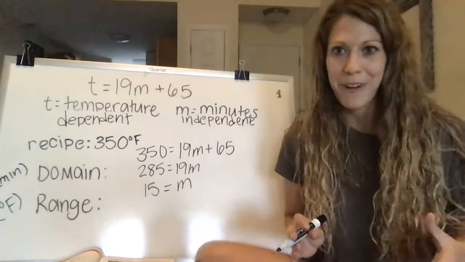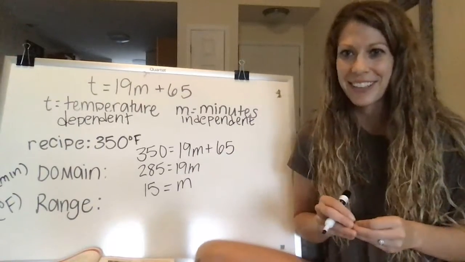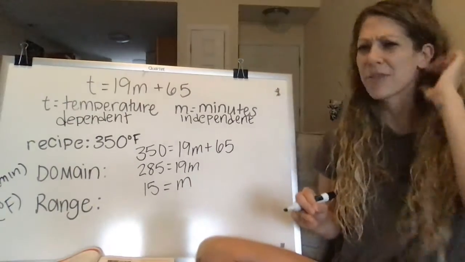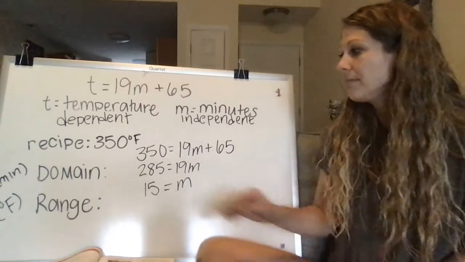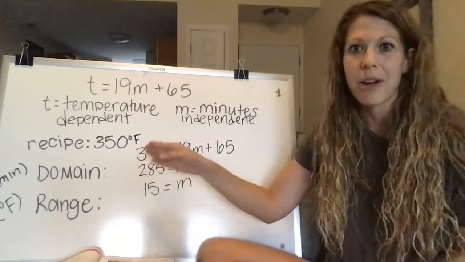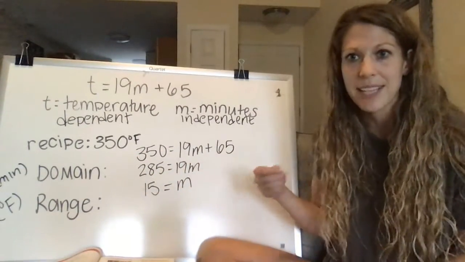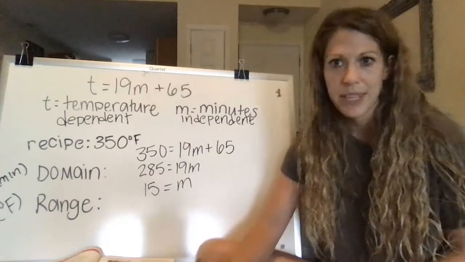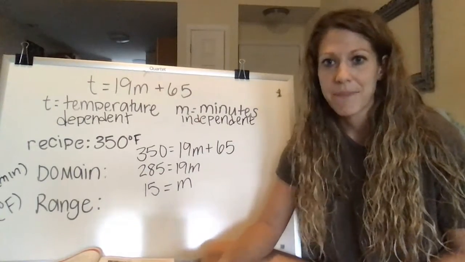So now we're ready for our domain and range, and here's where it gets a little tricky. Not really, but kind of. Our domain is, we're not just going to list the numbers 0, 1, 2, 3, 4, 5, 6, 7, 8, 9, 10, 11, 12, 13, 14, 15. We're not just going to list them. Why?